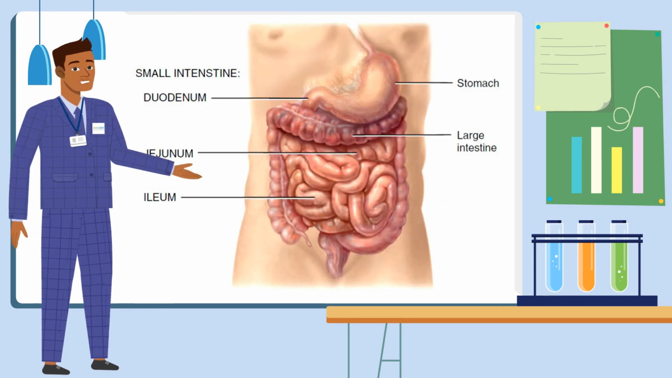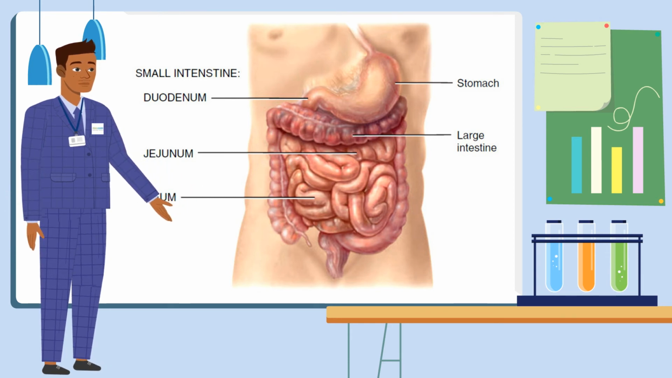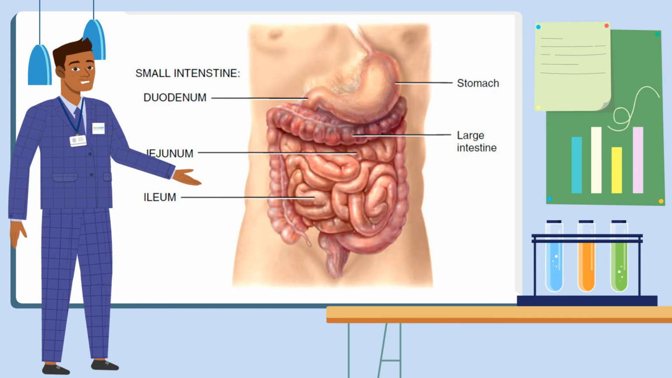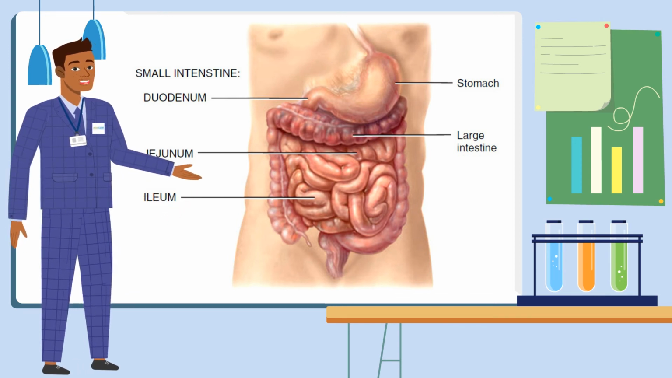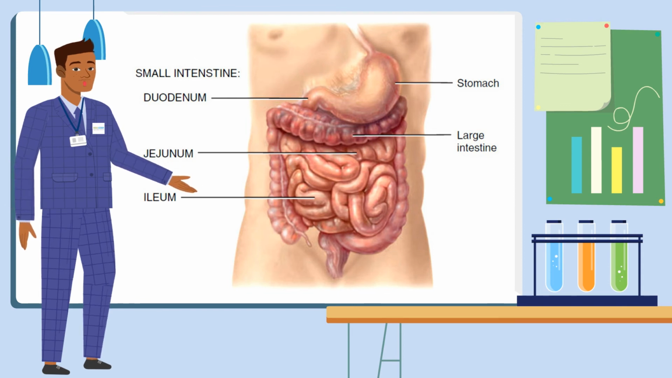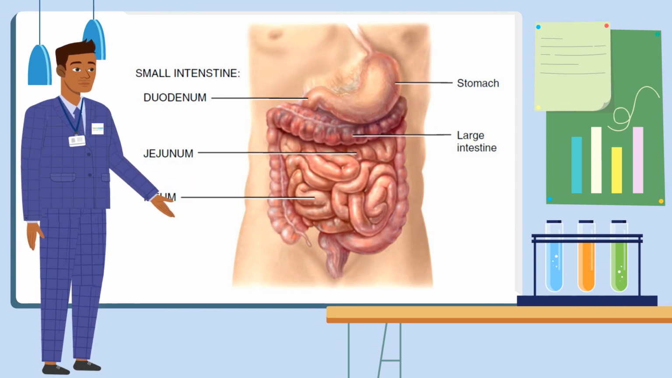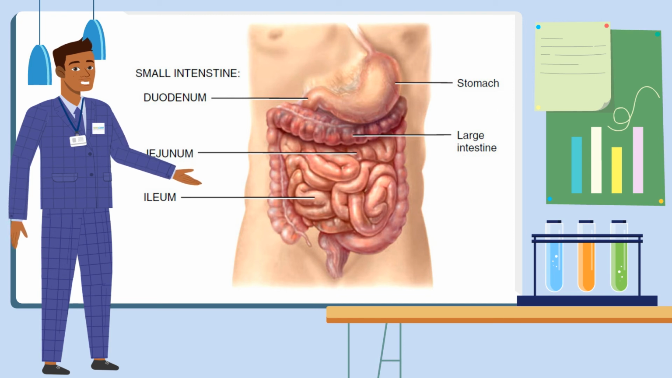After the stomach, the digestion process continues in the intestine. There are two divisions of the intestine. One is the small intestine and the other is the large intestine. The small intestine is about 2.5 cm in diameter and approximately 6 meters long and extends from the stomach to the cecum of the large intestine.